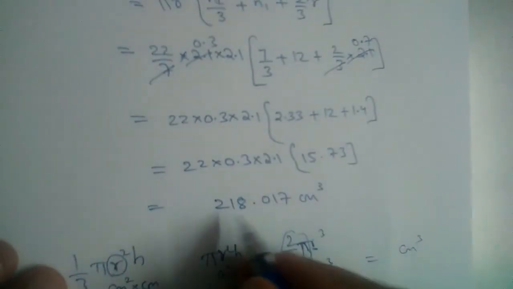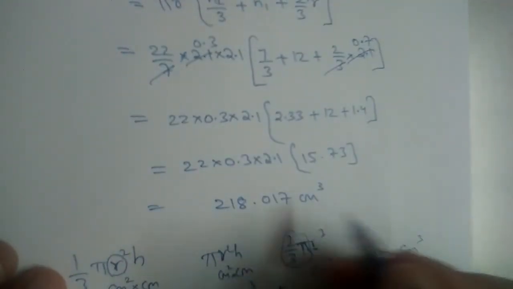All right, so the answer: the volume of the solid is 218.017 centimeter cube.